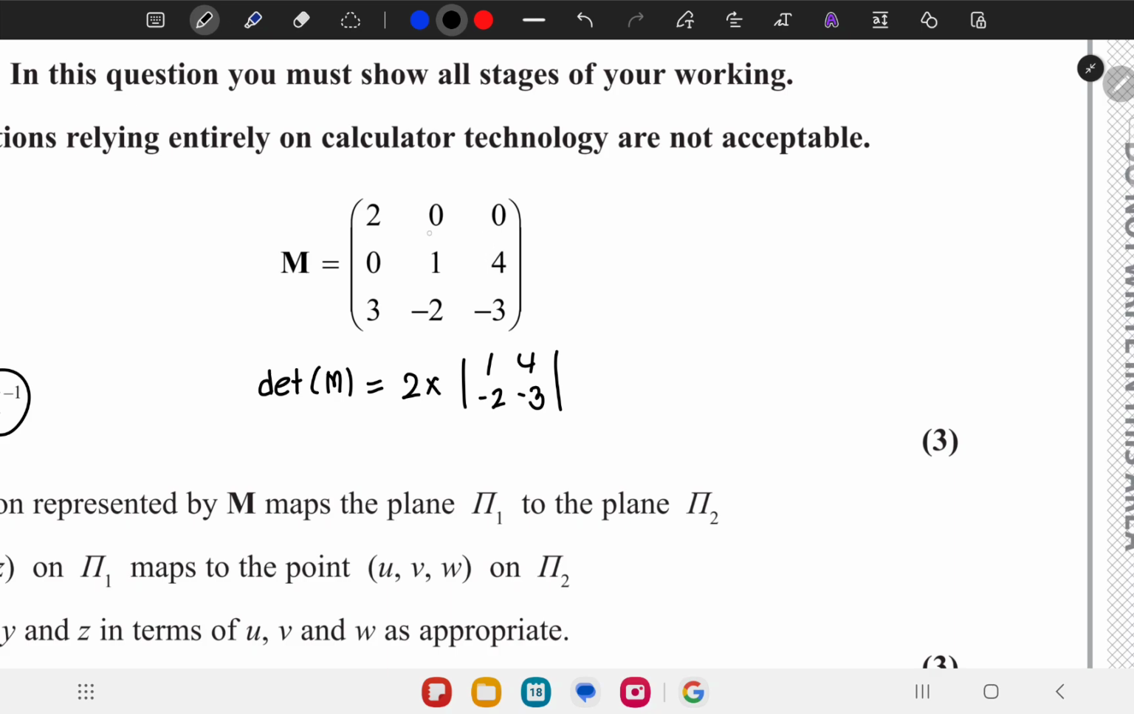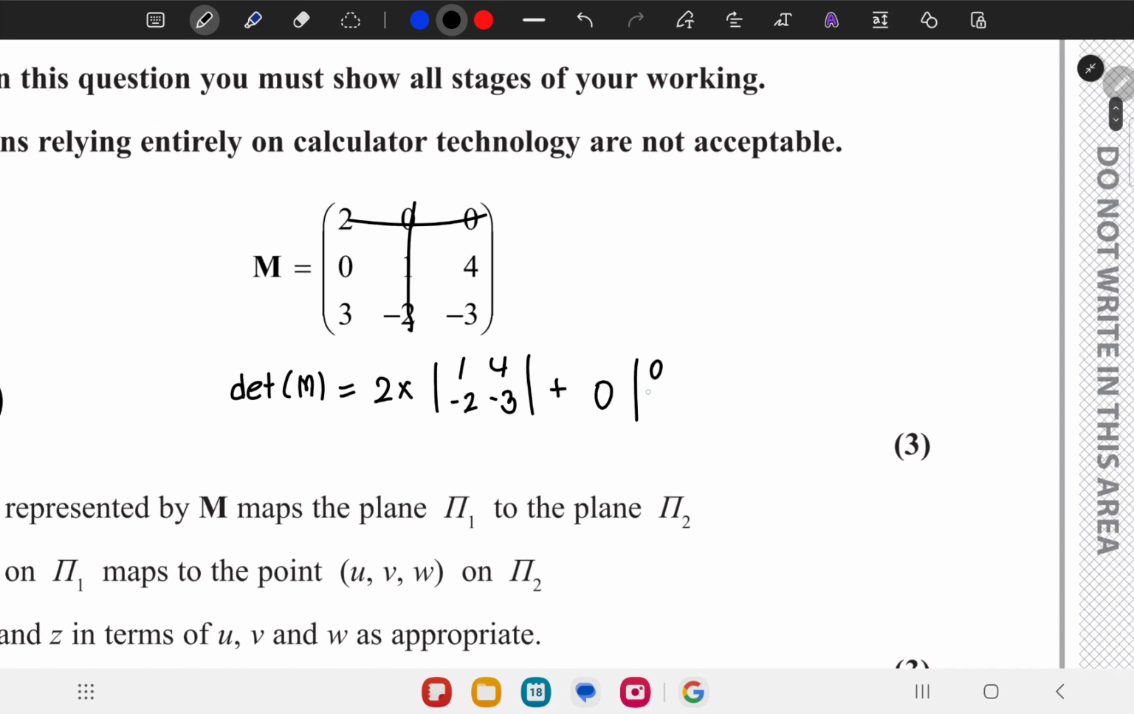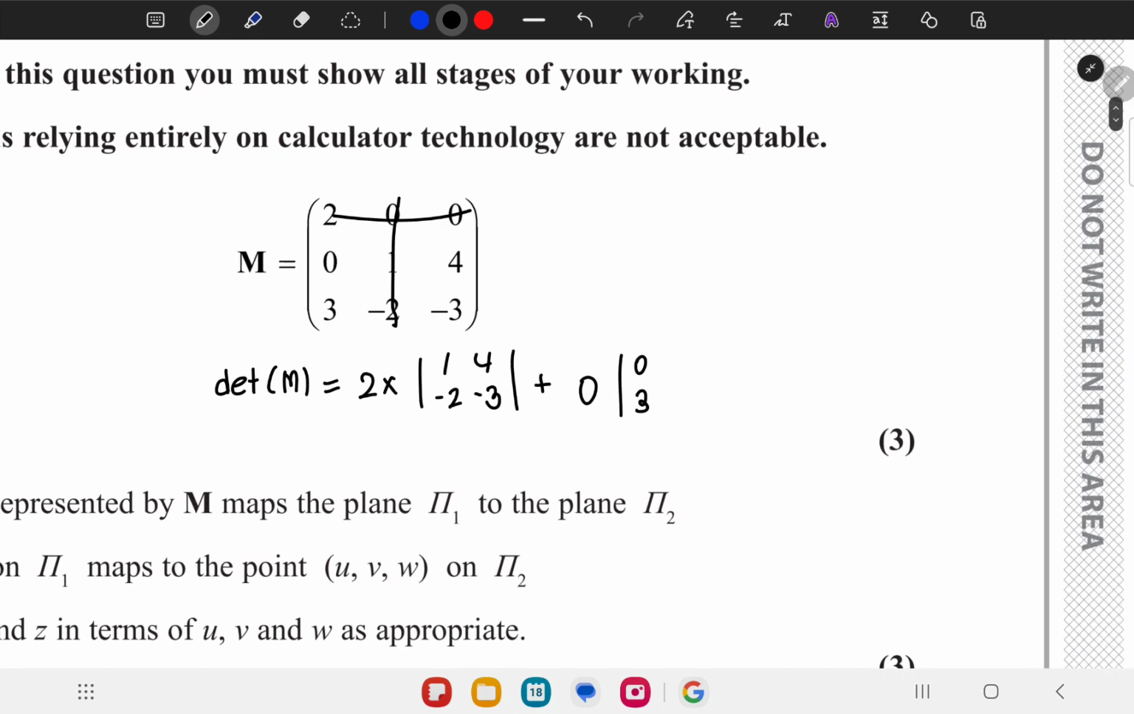Then I move to the next value. So I do plus 0 times, I don't need to even calculate since it's 0, but for other matrices where you don't have 0 for this, you can do this. And then for the final one, you have 0 times the determinant of 0, 1, 3 minus 2. So this is just 2 times.